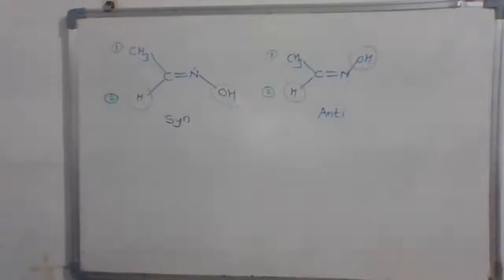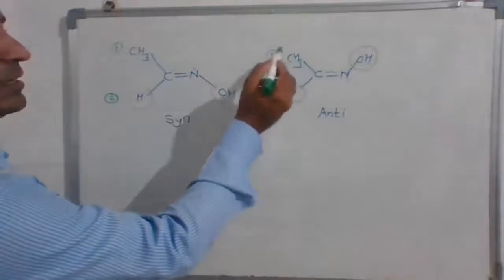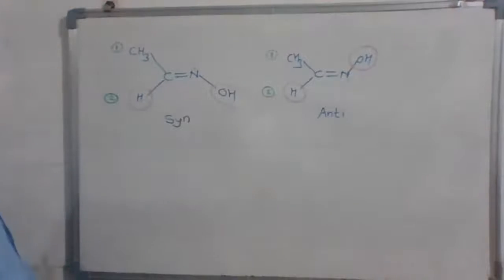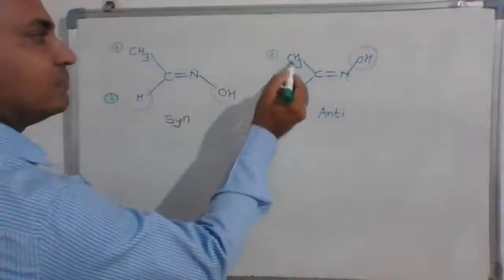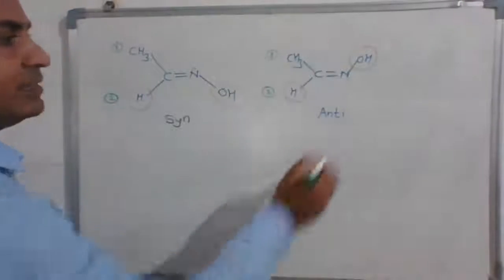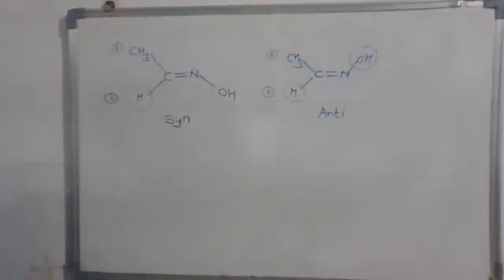When the methyl group and OH are on the same side, then it is anti-isomer. Methyl is the higher priority group, and if it and OH are on the same side, then it is anti. Or we can say that when methyl and lone pair are on the opposite side, then it is anti. You can use any of these definitions depending on your understanding and your approach.